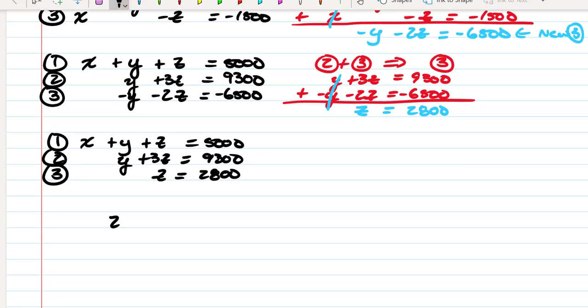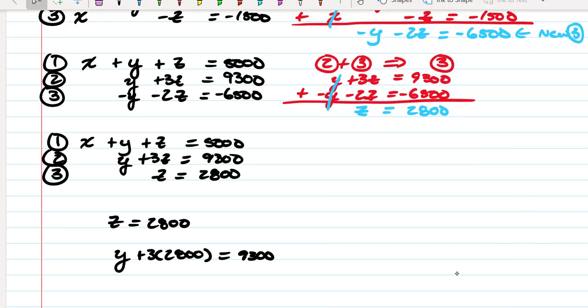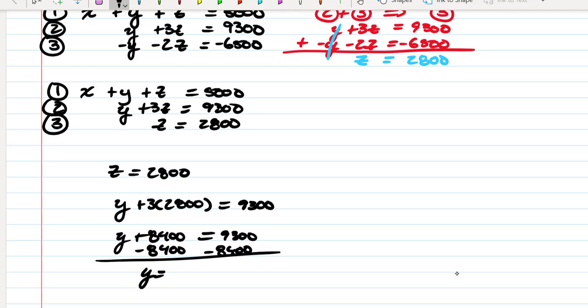So, all right, well, z is 2,800. So then y plus 3 times 2,800 is equal to 9,300. So we go 3 times 2,800 gives us 8,400. So y plus 8,400 equals 9,300. We minus 8,400 minus 8,400. We get y is equal to 900.